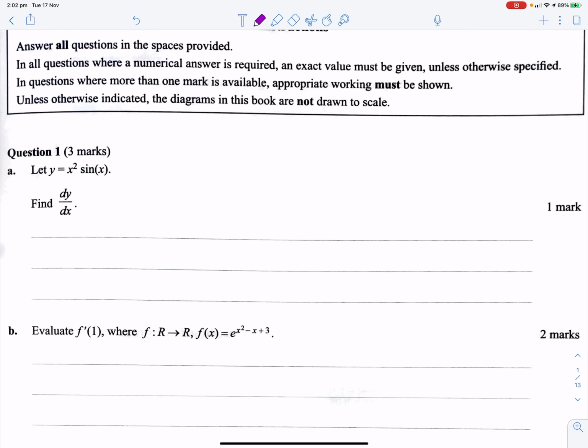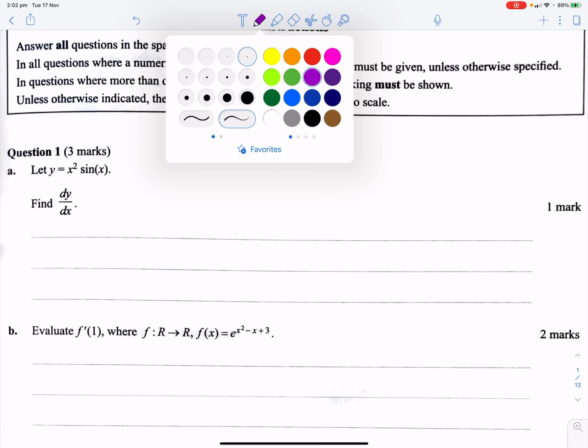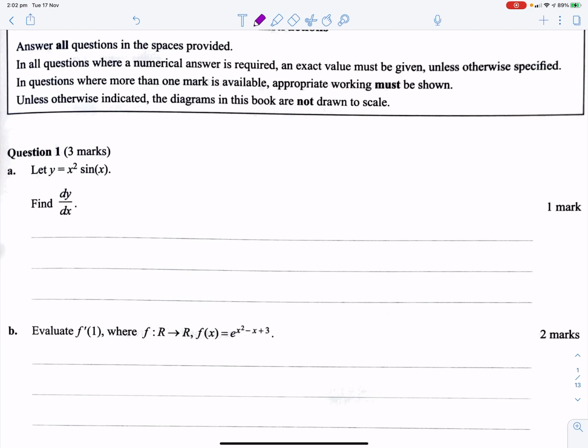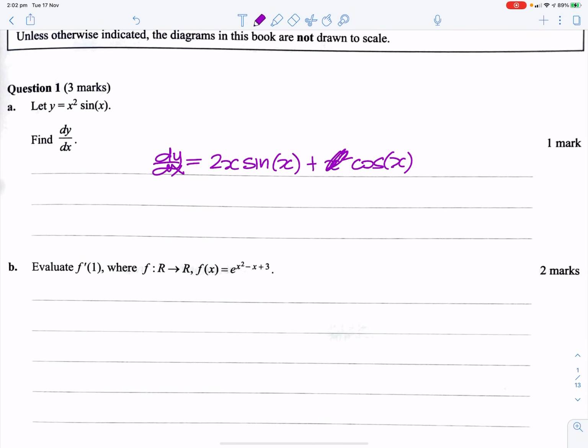Okay, first one. We want to find the derivative of this, which we're going to use the product rule for. So we can say dy/dx: derive the first thing, multiply it by the second thing, derive the second thing and multiply it by the first thing. So we get x squared cos x. And we can leave it like that. That's it. I've got my gigantic rubber on.